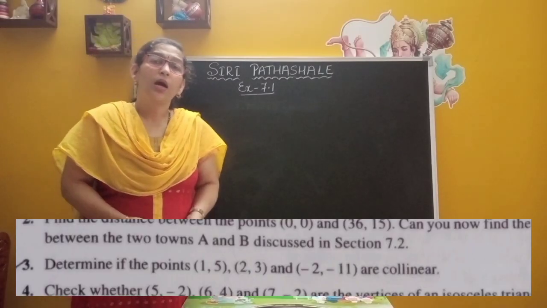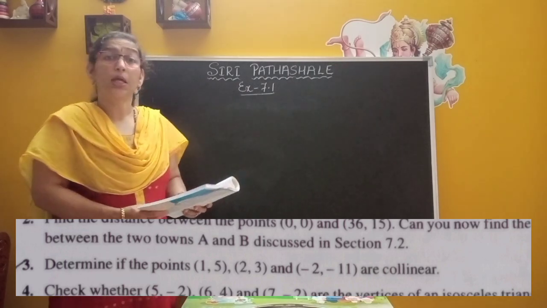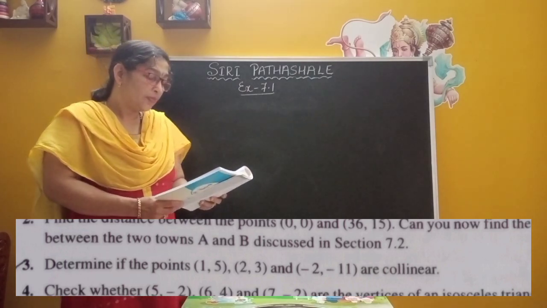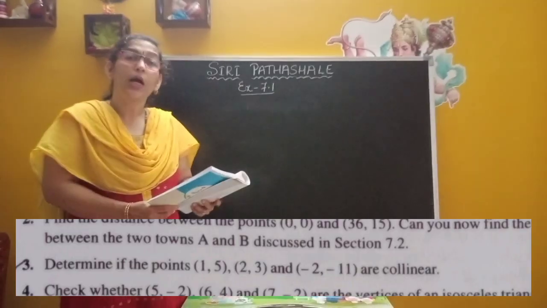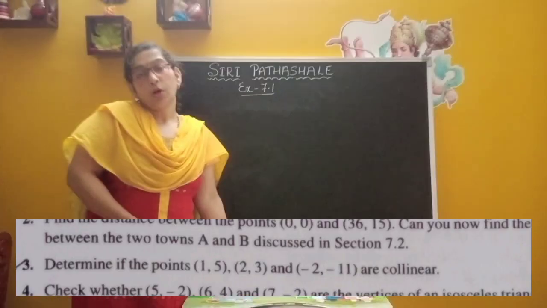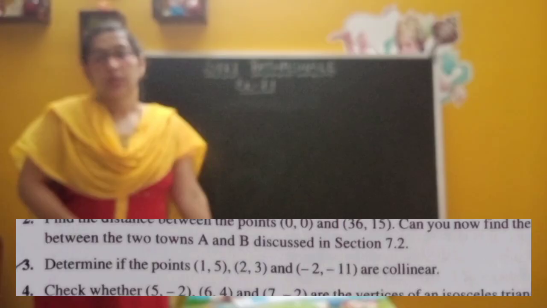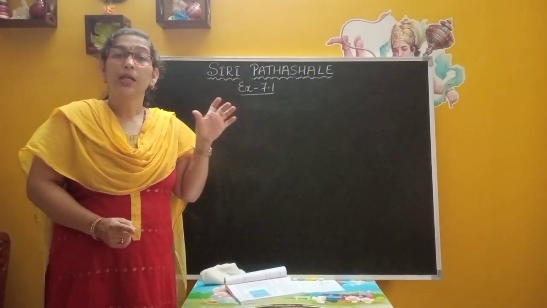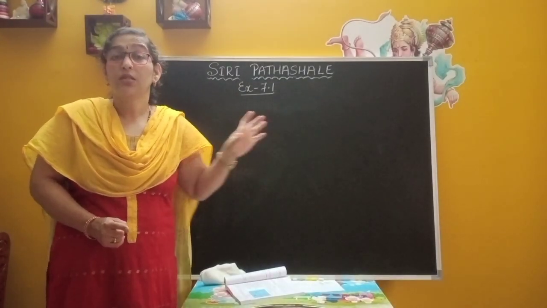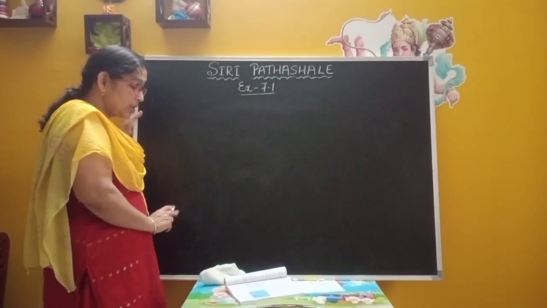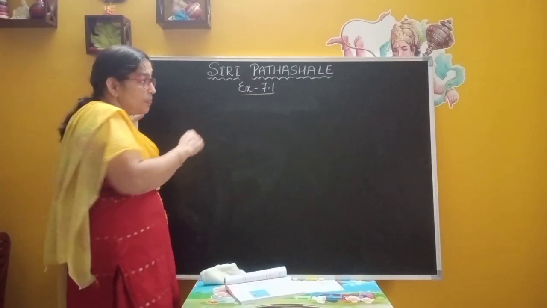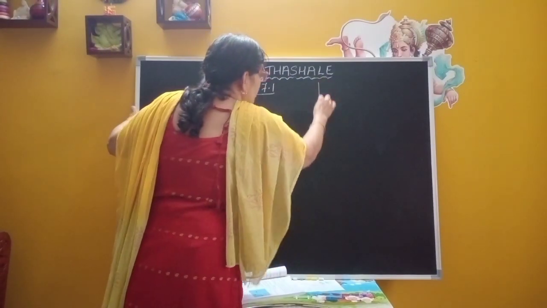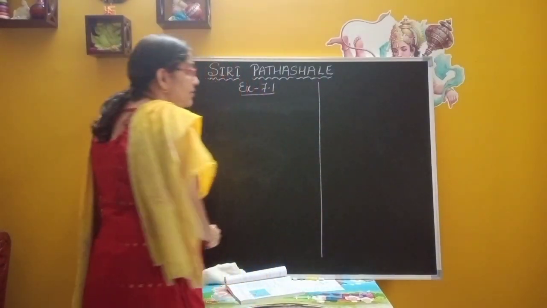Now let us go with the third question in this exercise. That is, determine if the points 1, 5, 2, 3 and -2, -11 are collinear. What do you mean by collinear points? The points which are lying on a straight line, on the same straight line. For example, let us consider these points as A, B and C. 3 points are given, isn't it? Now let us consider those 3 points as A, B and C.